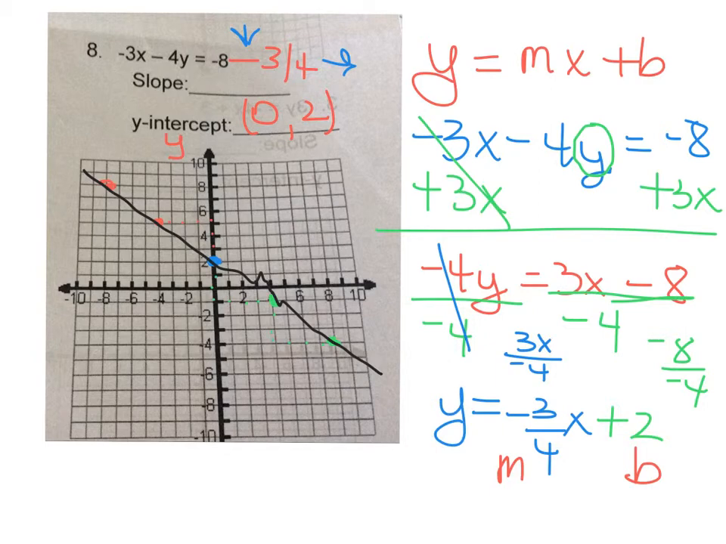Once again, my stylus does not like these problems. It doesn't like to make a straight line. Okay, there, that's better. All right, and there is my line, negative 3x minus 4y equals negative 8, sorry. Okay, so that ends the notes.